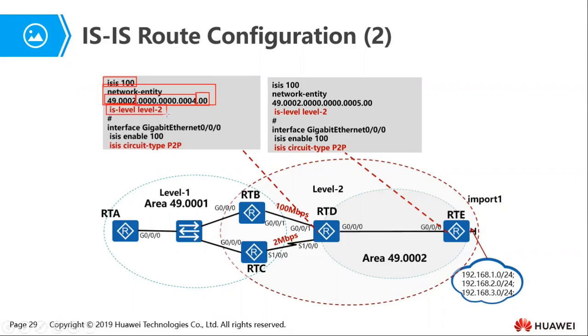Here again, we have to change the level using the is-level command. Then we go to the interface and enable IS-IS 100. And remember, we said we don't want an election between RTD and RTE, even though they are connected over an Ethernet cable. To avoid that, on that interface, you specify the circuit type as point-to-point: isis circuit-type p2p. Okay, so let's move on to the next one and see what we have.